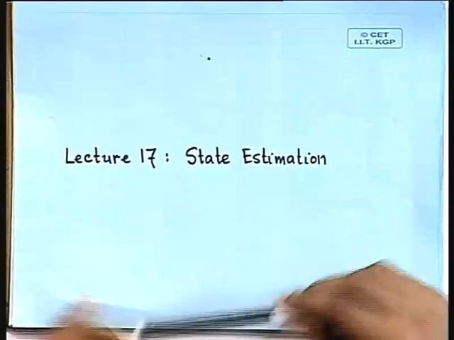So we are going to start our next module of the course. The first module was on probability, the second module was on filtering, basically based on input output models. And now we are coming to the third module, which is state estimation, and for a large part of this module we will study the Kalman filter.